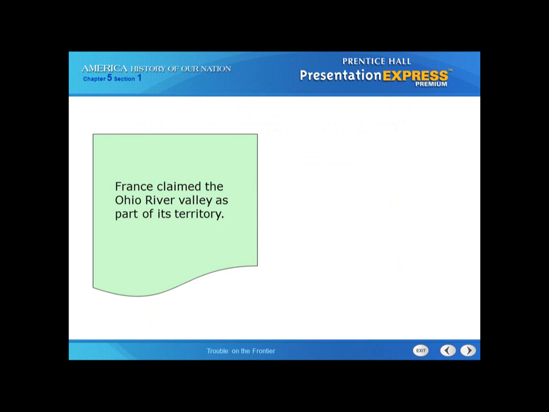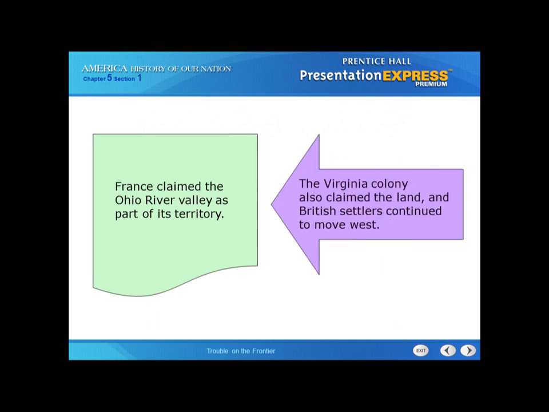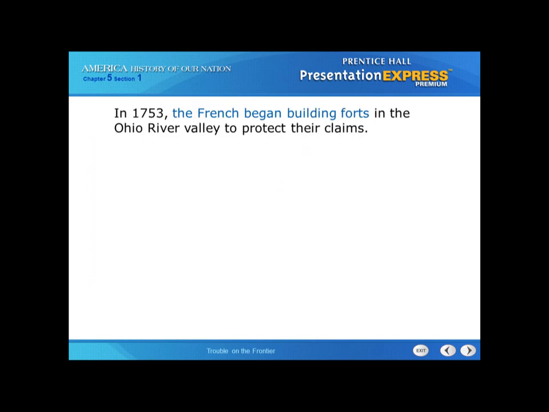France claimed the Ohio River Valley as part of its territory. The Virginia colony also claimed the land, and British settlers continued to move west. So again, who's to say who's going to judge between these two nations? You don't have any kind of sophisticated mapping. You don't have satellite technology. It's going to come down to who can win the fight.